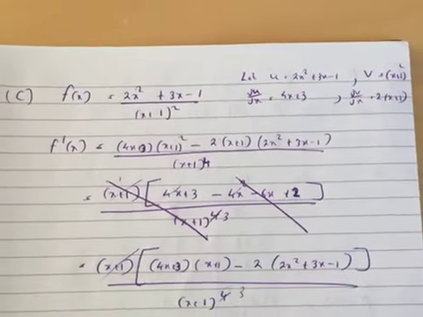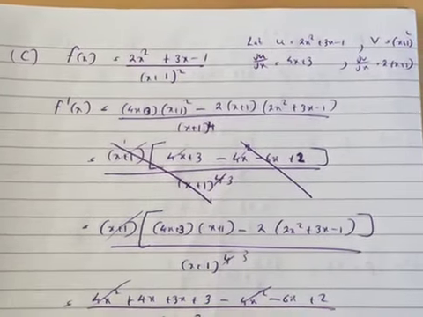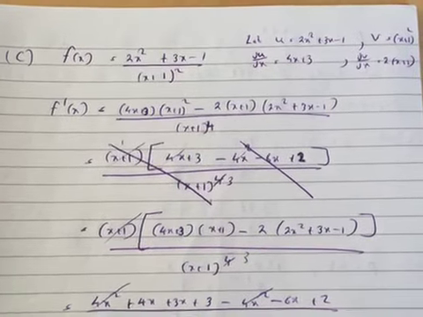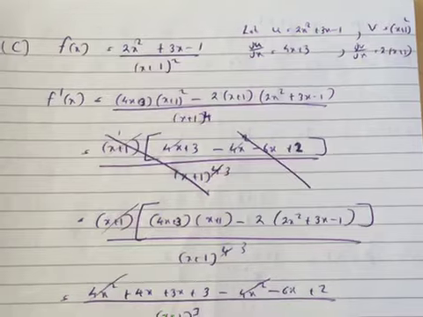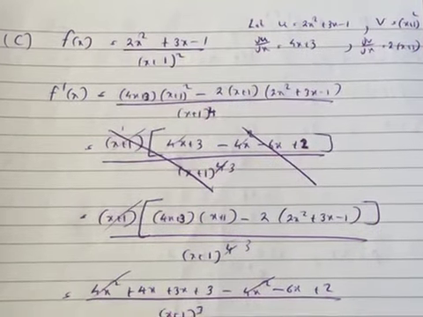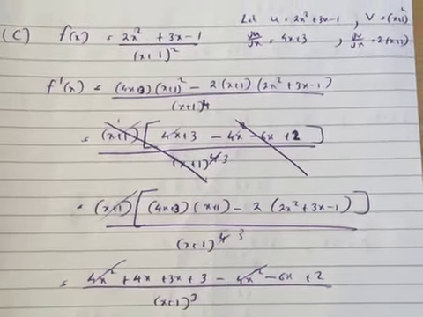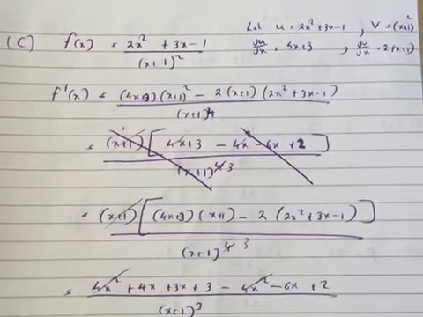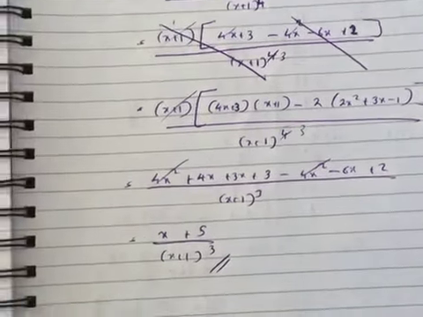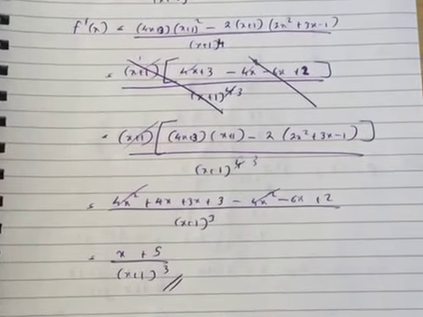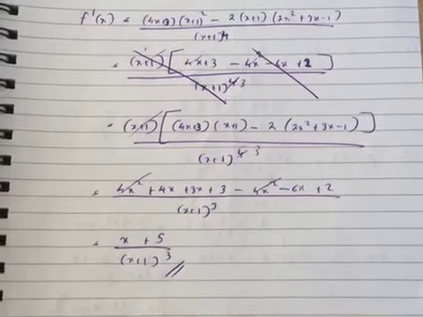Part C, so you just had to find the derivative. So all I did is I let u equal the top, which is 2x squared plus 3x minus 1, and v equal x plus 1 squared, differentiated, and then use the quotient rule. You can see even I got one step wrong, I cancelled it and I carried on, and you get the answer as required, which is x plus 5 over x plus 1 cubed.